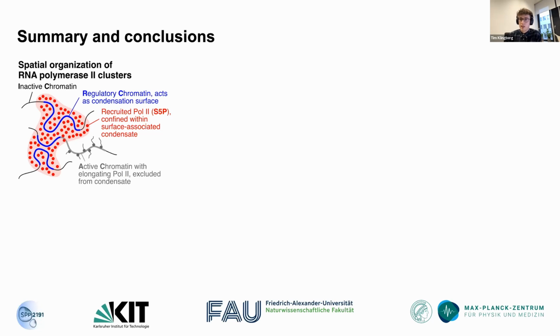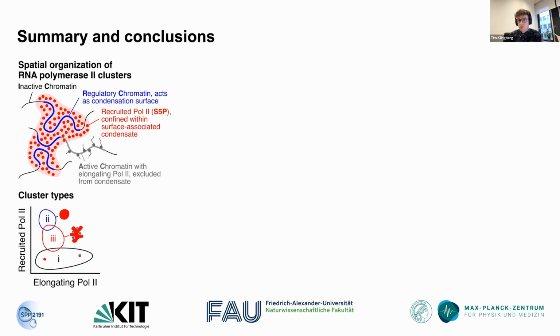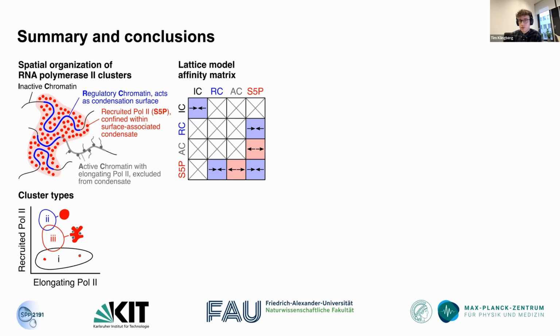So with the graphical summary, I'll finish our talk now. So overall, what we observed is the formation of macromolecular clusters containing recruited RNA polymerase II at regulatory chromatin. What's also important here is that the elongating polymerase is excluded from these clusters. Within the zebrafish embryo, we then saw clusters of different types, and these different cluster types, as Aga mentioned, depend on the amount of recruited and elongating polymerase II. For the biophysical description, we then used the lattice kinetic Monte Carlo model, and this model was able to reproduce our experimental results and also showed us that our cluster formation is in line with surface condensation.